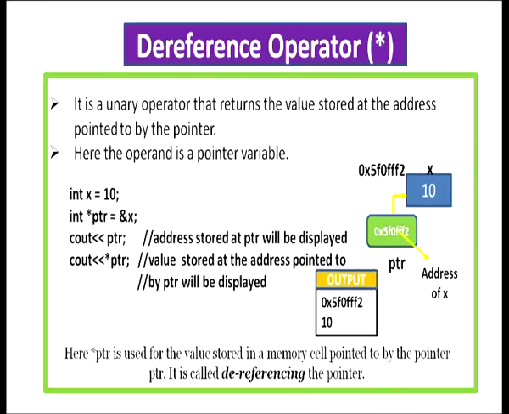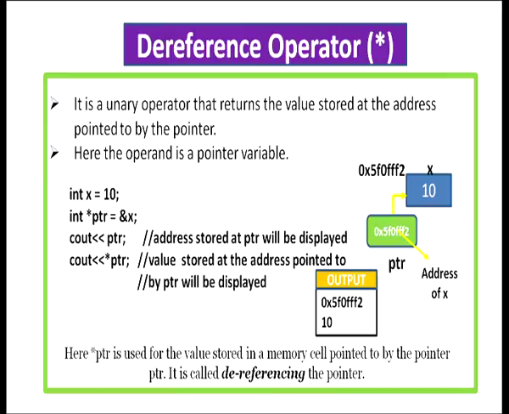Dereference operator. The dereference operator is indicated by the symbol * or star. It again is a unary operator that returns the value stored at the address pointed to by the pointer. Here the operand is a pointer variable. So, let us take an example to understand it more clearly. int x = 10. Again 2 bytes will be allocated to variable x at a certain memory location and 10 will be stored there.